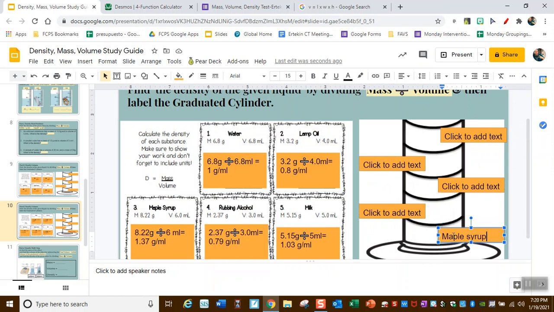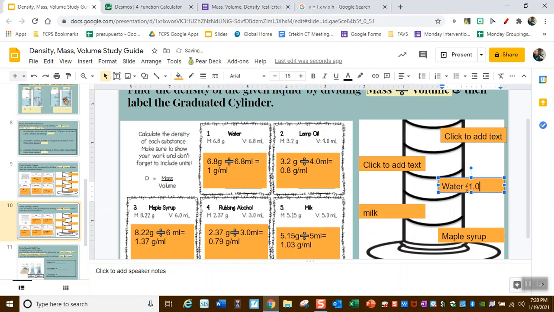Okay. So after maple syrup, the next dense substance would be milk. Its density is 1.03. And then what would float on top of milk? It will be water, because it has a density of 1.